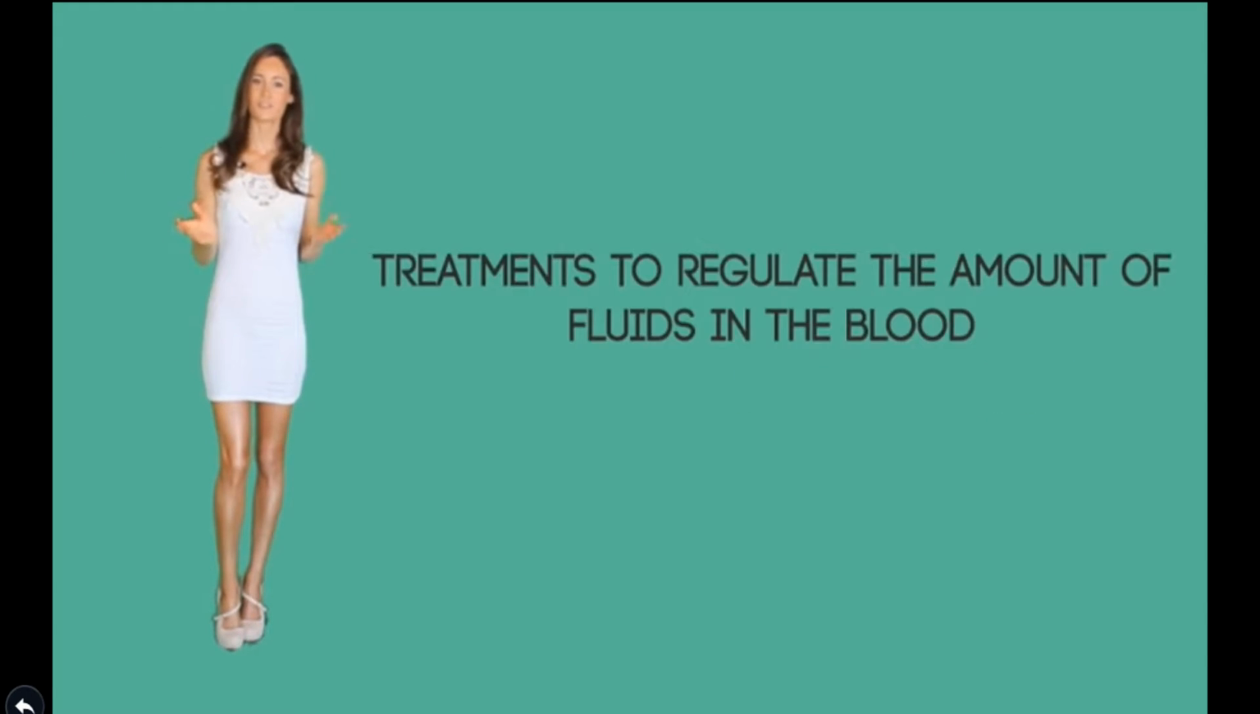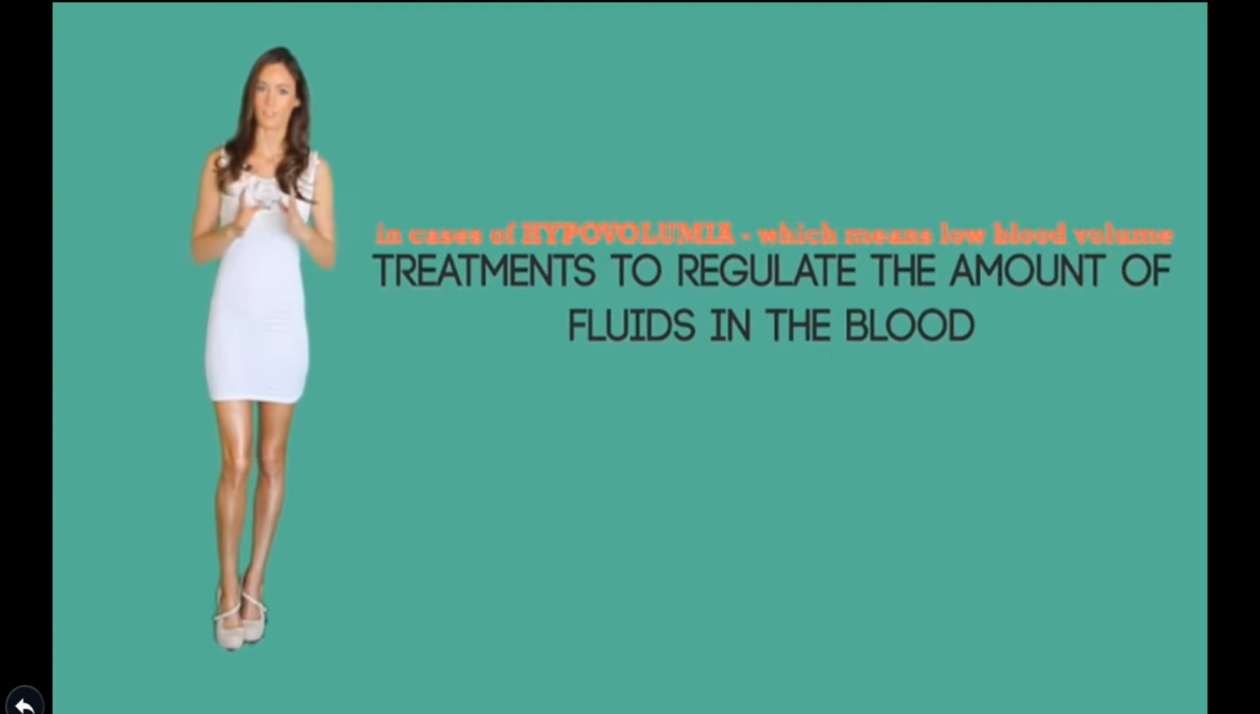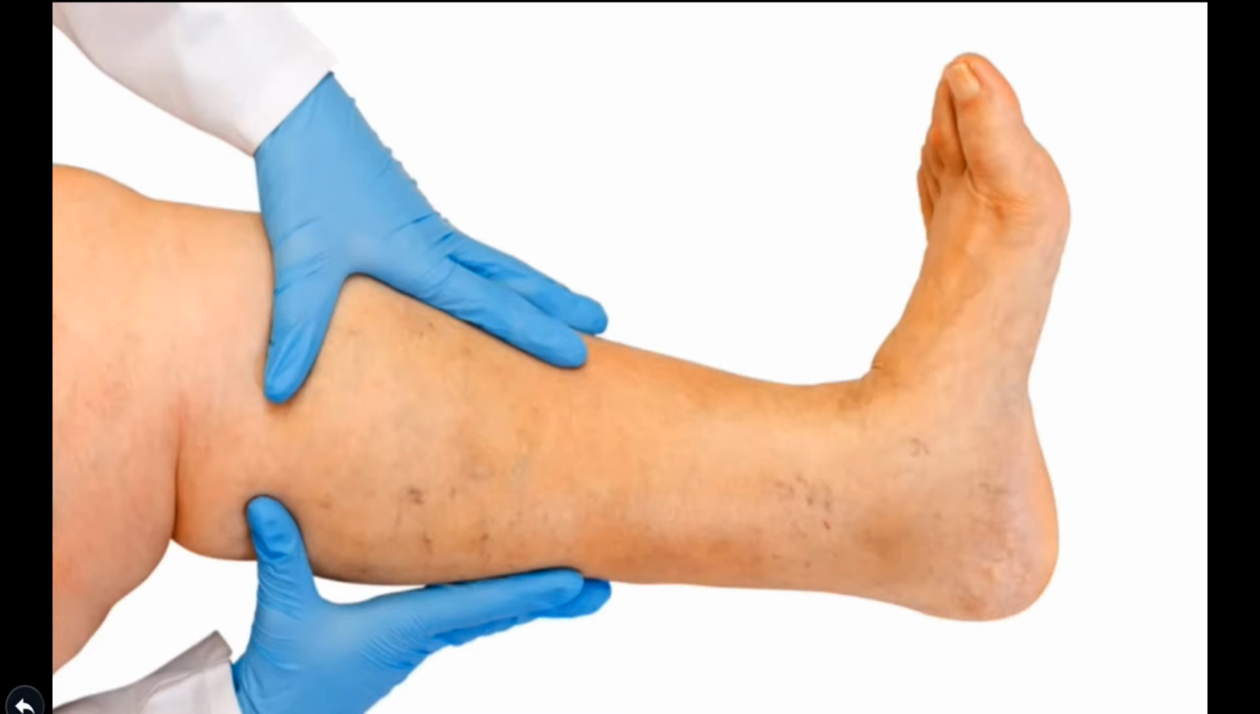And finally, treatments to regulate the amounts of fluid in the blood. In cases of hypovolemia, which means low blood volume, there are inadequate fluids. These fluids can be administered intravenously. Sometimes acute renal failure can also lead to excess fluids, resulting in swollen hands and feet. In this case, your doctor may order a diuretic that causes the body to expel the excess fluid.